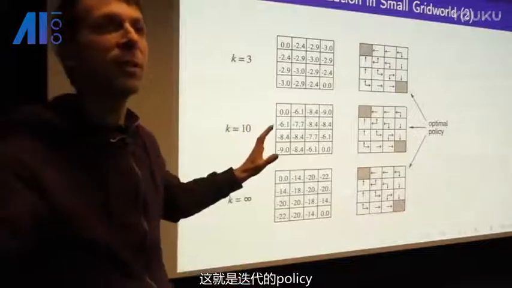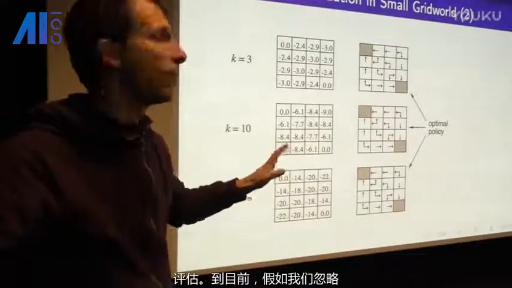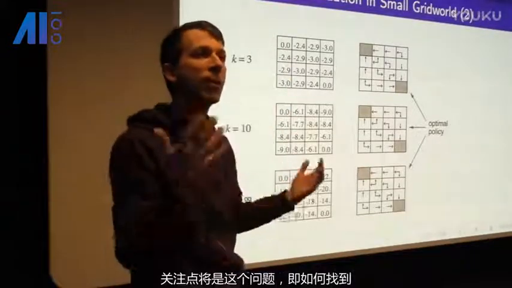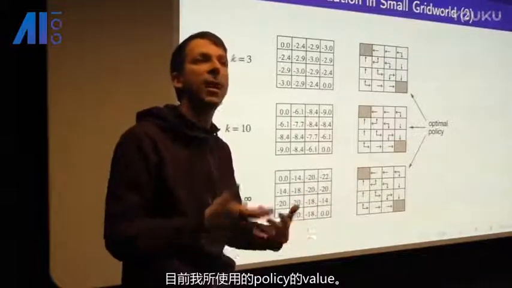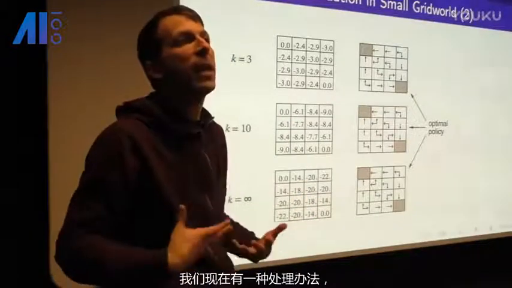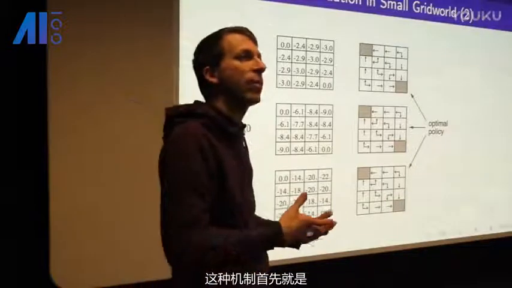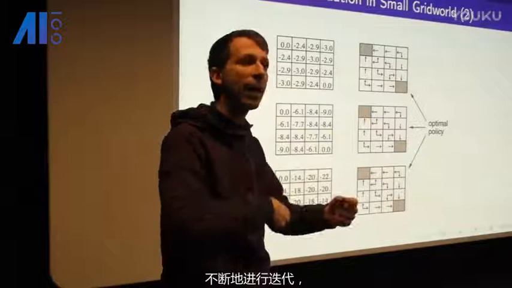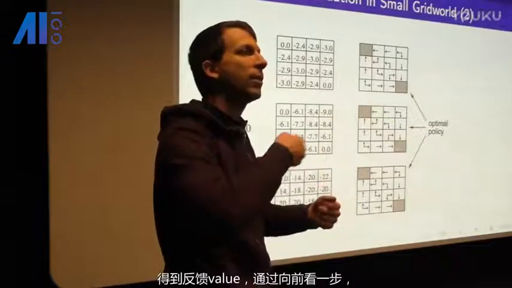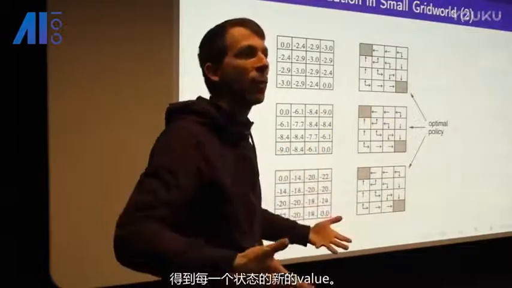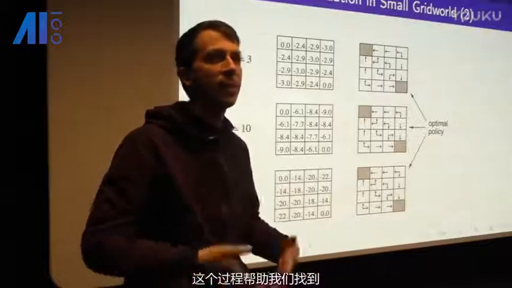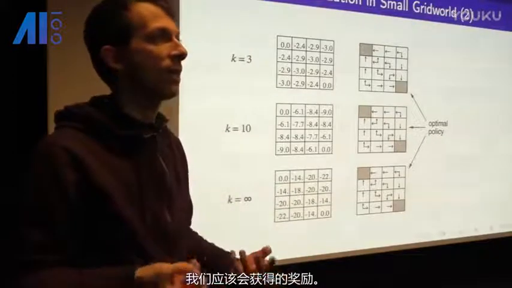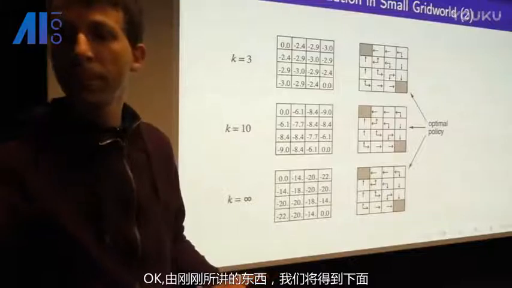Okay, so that was iterative policy evaluation. So far, if we ignore that right-hand column, really what we've been focusing on is this problem of how to figure out the value of my current policy. And now we've got a first mechanism for doing so, which is to iterate our Bellman equation again and again, feed the value back into itself, do these one-step look-aheads, and figure out what the new value is in every state. That's a process that helps us figure out exactly how much reward we're going to get.